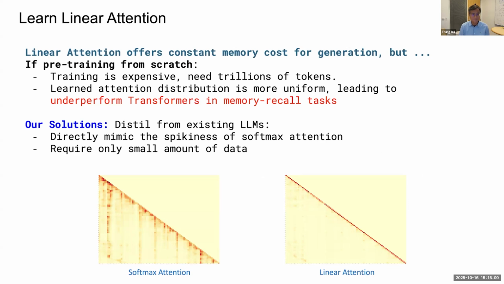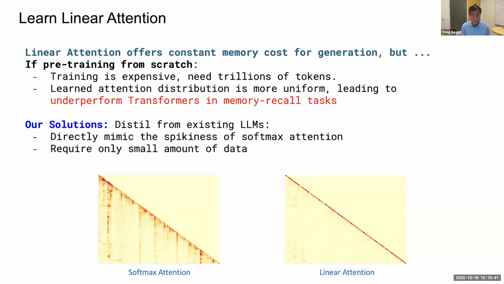The first line of work is that when we change the architecture, we need to train the new linear attention transformer from scratch. This is a very expensive approach because we need to train with trillions of tokens and take a lot of compute and time. For example, the Llama model was trained on about 15 trillion tokens. Another challenge is that the learned attention distribution is more uniform, leading to underperformance compared to transformers in memory recall tasks.